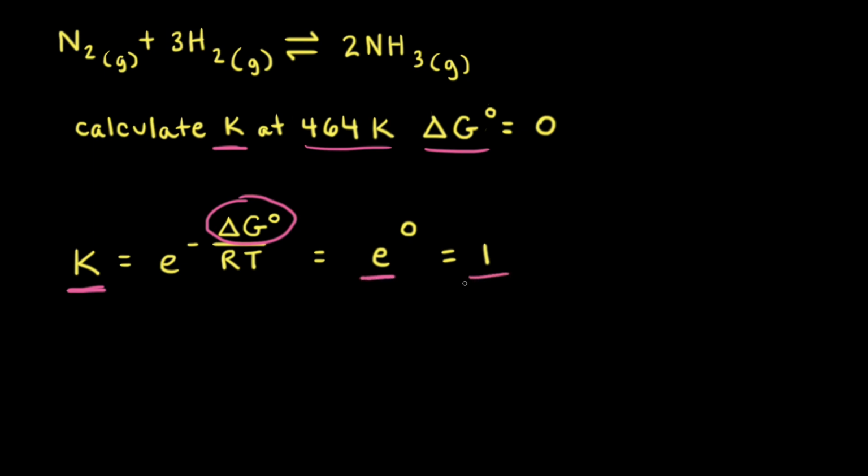And when the equilibrium constant is equal to 1, that means at equilibrium there's significant amounts of both reactants and products. So if this reaction were to reach equilibrium at 464 Kelvin, there'd be a significant amount of both our reactants, which are nitrogen and hydrogen, and our product, which is ammonia.